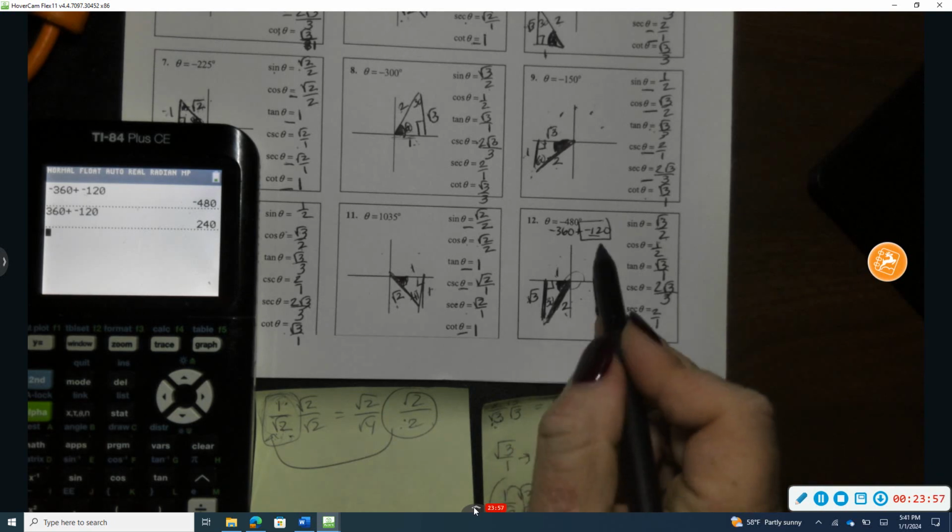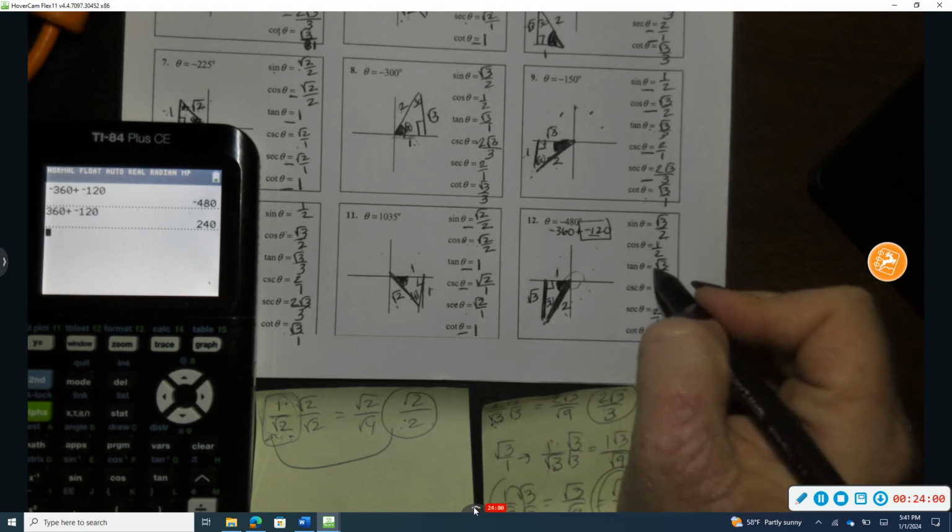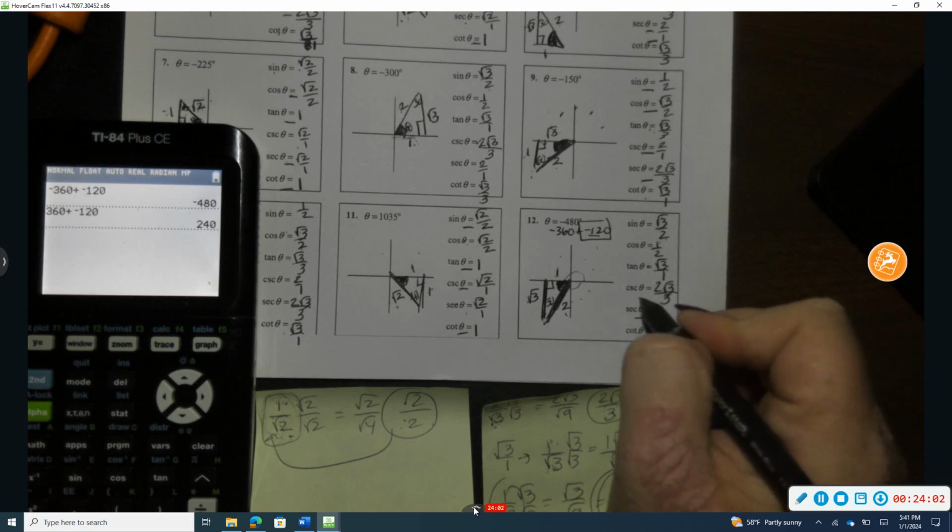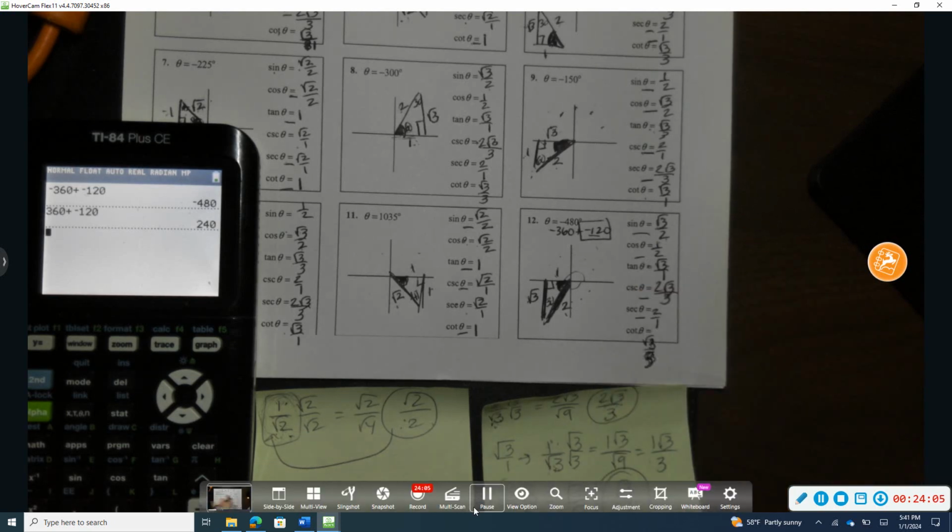This is in quadrant 3, all-star trig. Only tangents are positive, and the reciprocal. Everything else gets a negative. Let's look at the next page.